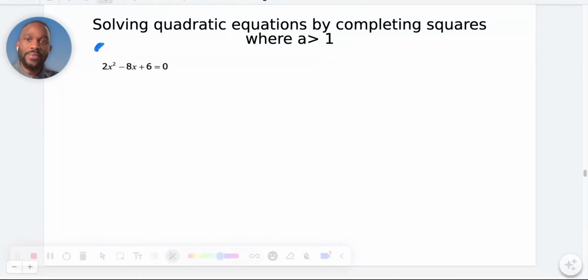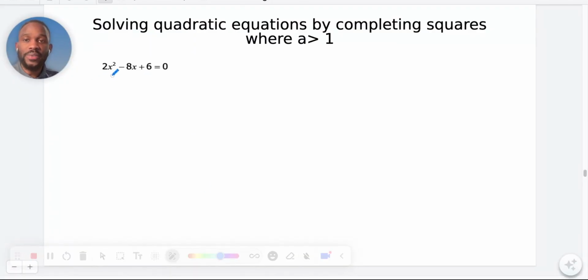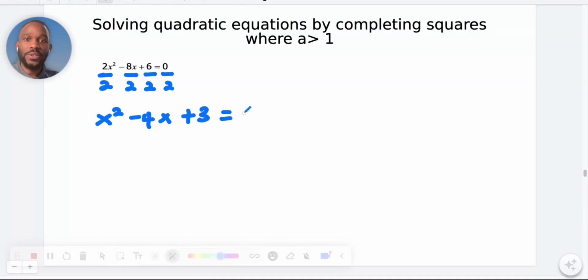This is A. So we have A being equal to 2, B is equal to -8, and C is equal to 6. So A greater than 1, that's what they mean. The first thing you're going to do in this situation is divide both sides by 2. Everything divided by 2. So you'll end up with x squared minus 4x plus 3 is equal to 0.